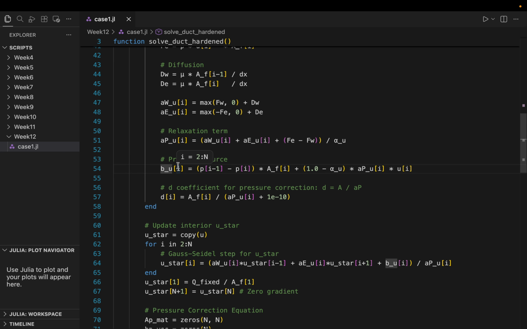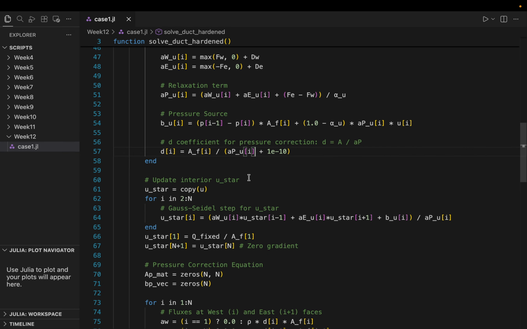Once I have all these coefficients, d is basically A by ap, which we already solved, and I am adding this extra coefficient. This is to prevent singularities. If for some reason ap becomes 0 because of the problem you gave, then this will become infinite, and that will give errors. So just to prevent that, I add some small term here.